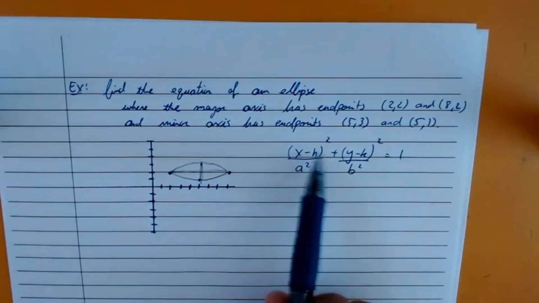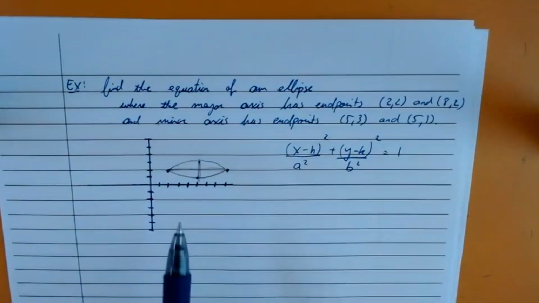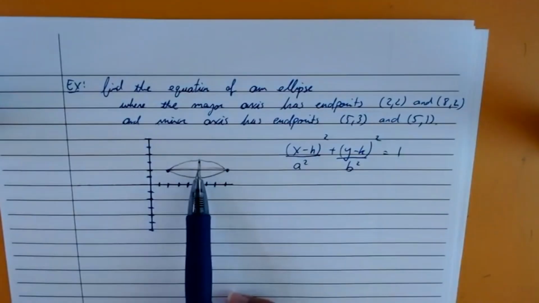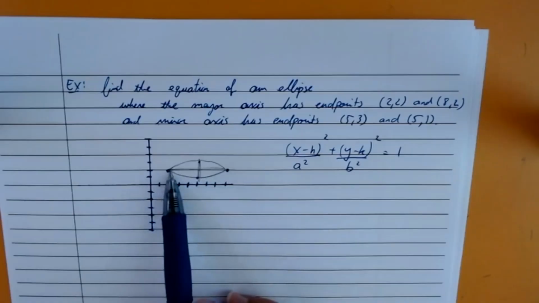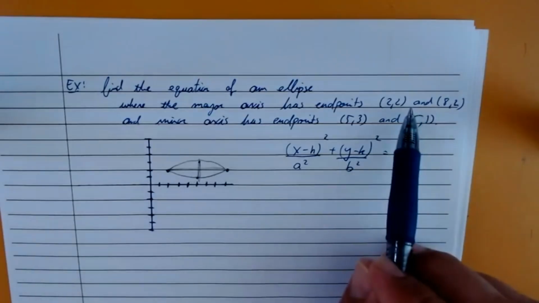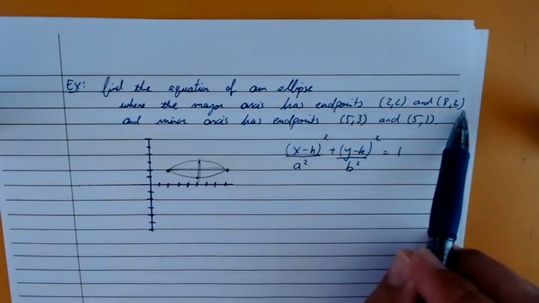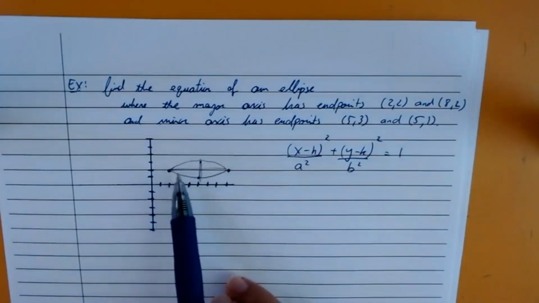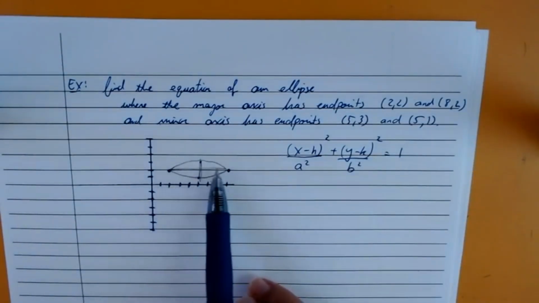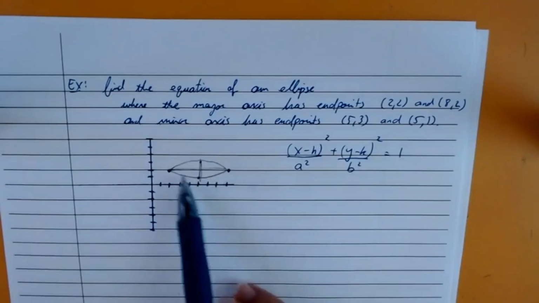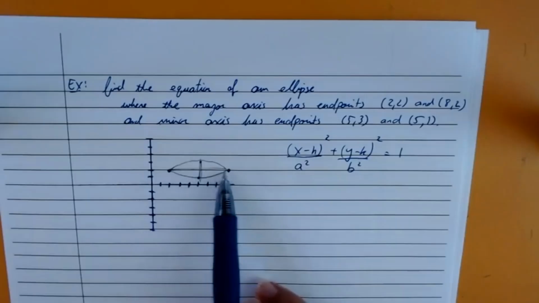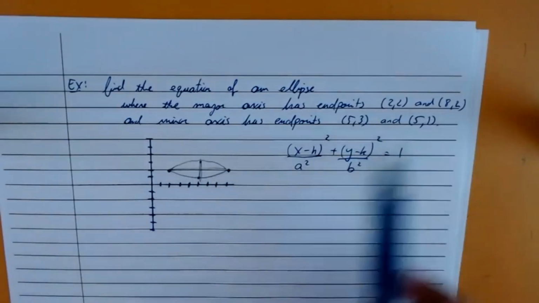So we need to find our h, our k, our a, and our b. Okay, well, one thing we need is our center, h and k. Well, notice that's where these cross. Okay, well, here, this entire line is made up of points that have the same y value. In this case, 2. That's (2, 2), (3, 2), (4, 2), (5, 2), (6, 2), (7, 2), (8, 2). So I know that my y coordinate must be 2.